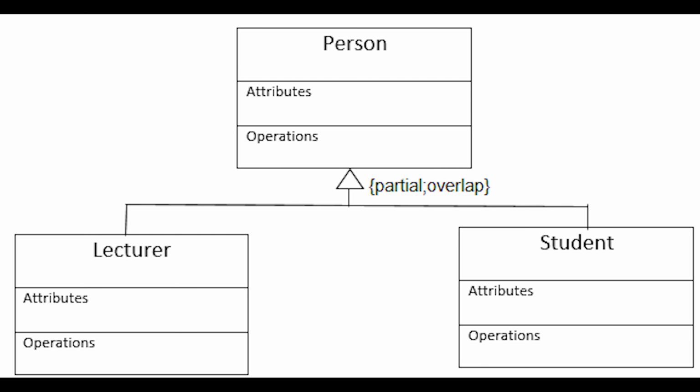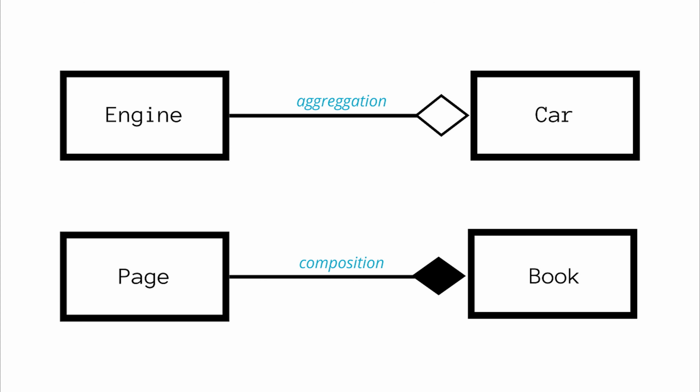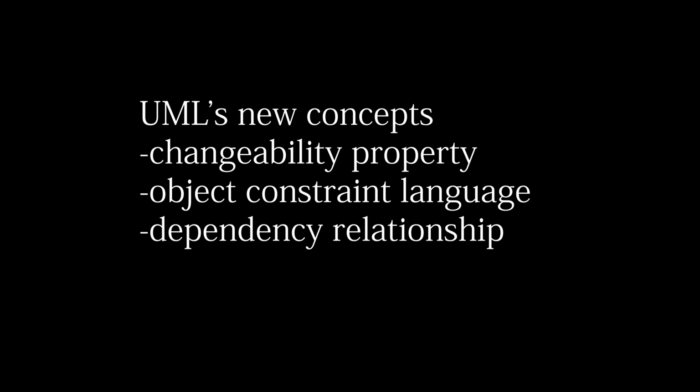UML also supports inheritance, so all subclasses will inherit variables, methods, and associations from the superclass. And lastly, aggregation can be represented in two ways, shared and composite aggregation. Shared is a hollow rhombus, while composite is a filled-in rhombus, where in shared aggregation a part object can belong to multiple composite objects simultaneously, while composite aggregation states that a part object can only belong to one composite. Besides that, UML adds a few more concepts to add more semantics to the data model, like the changeability property, object constraint language, and dependency relationships compared to the ER model.